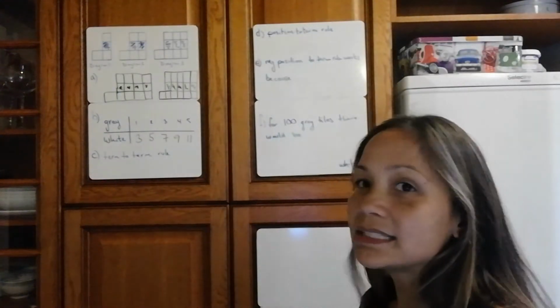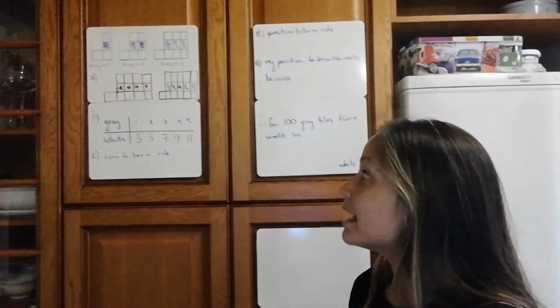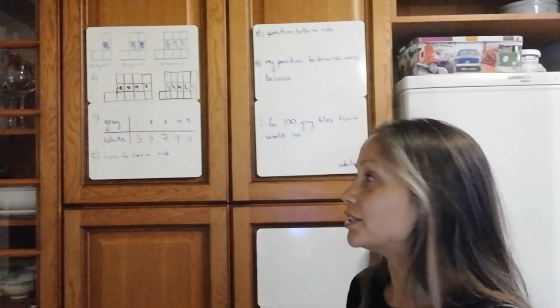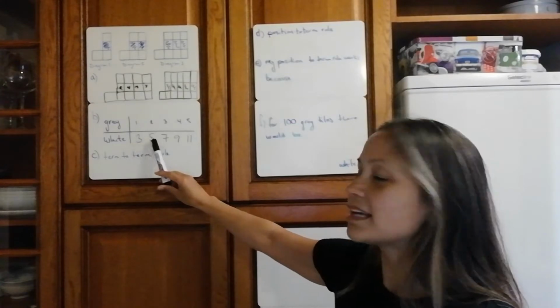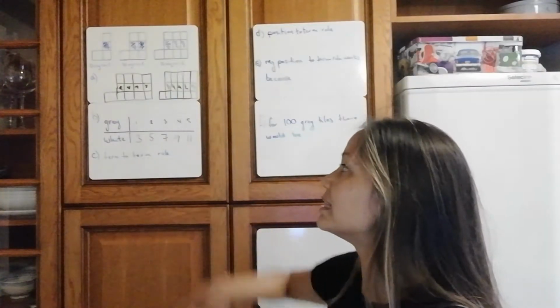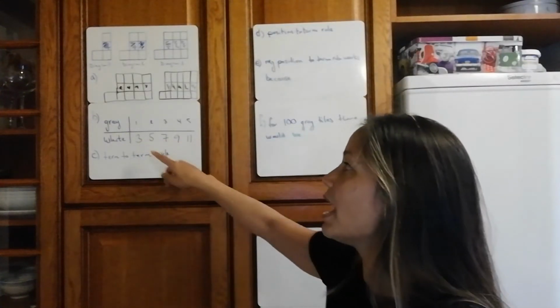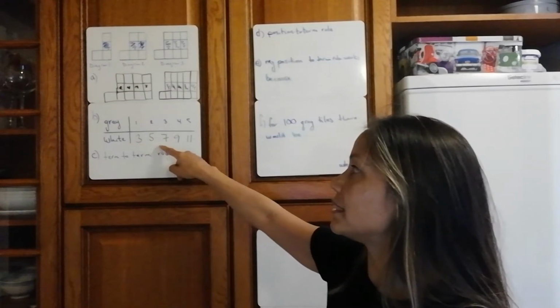Part C is the term-to-term rule. And that is just the rule that I was using there to finish that off. I can see from one term to the next, so one value to the next in this number pattern, this sequence, I can see that they're always going up by the same difference.